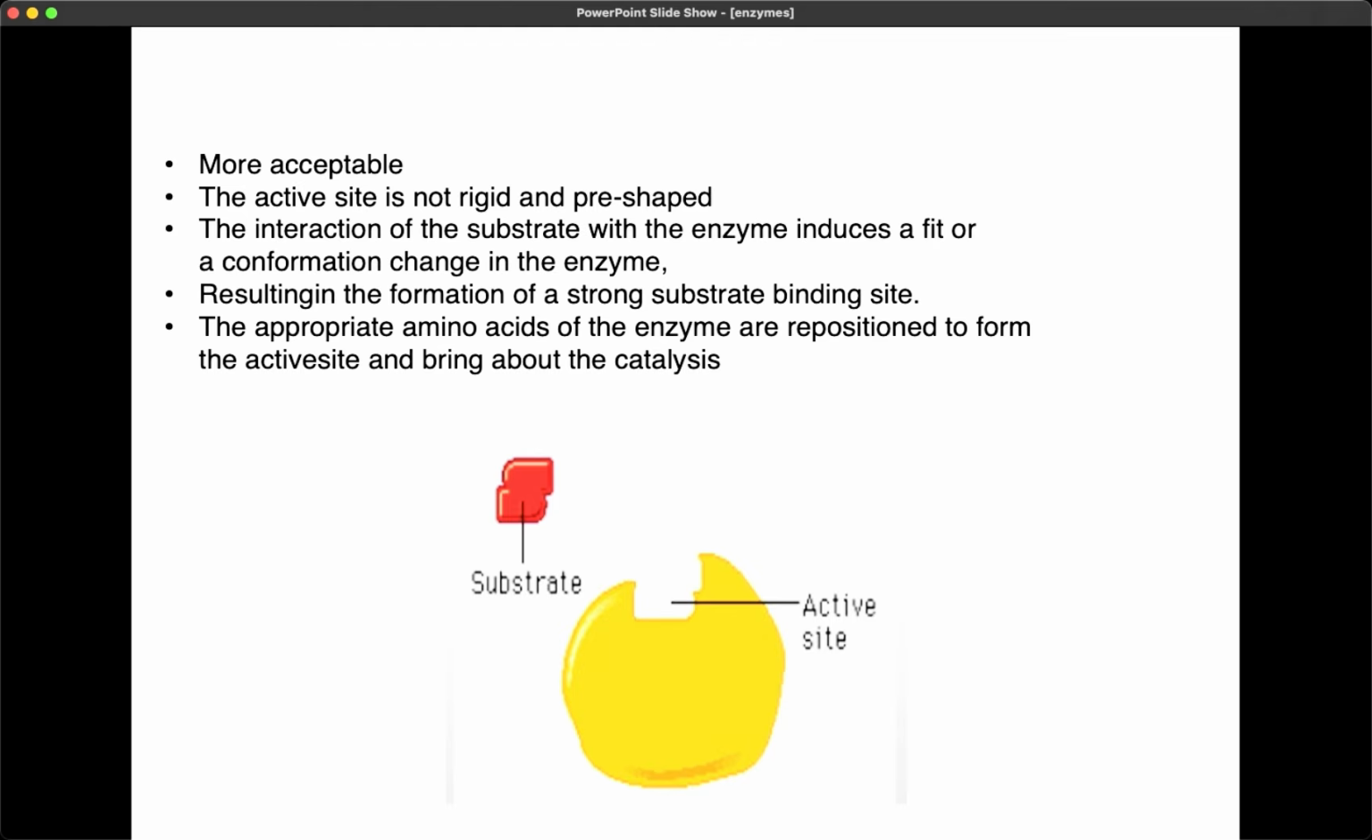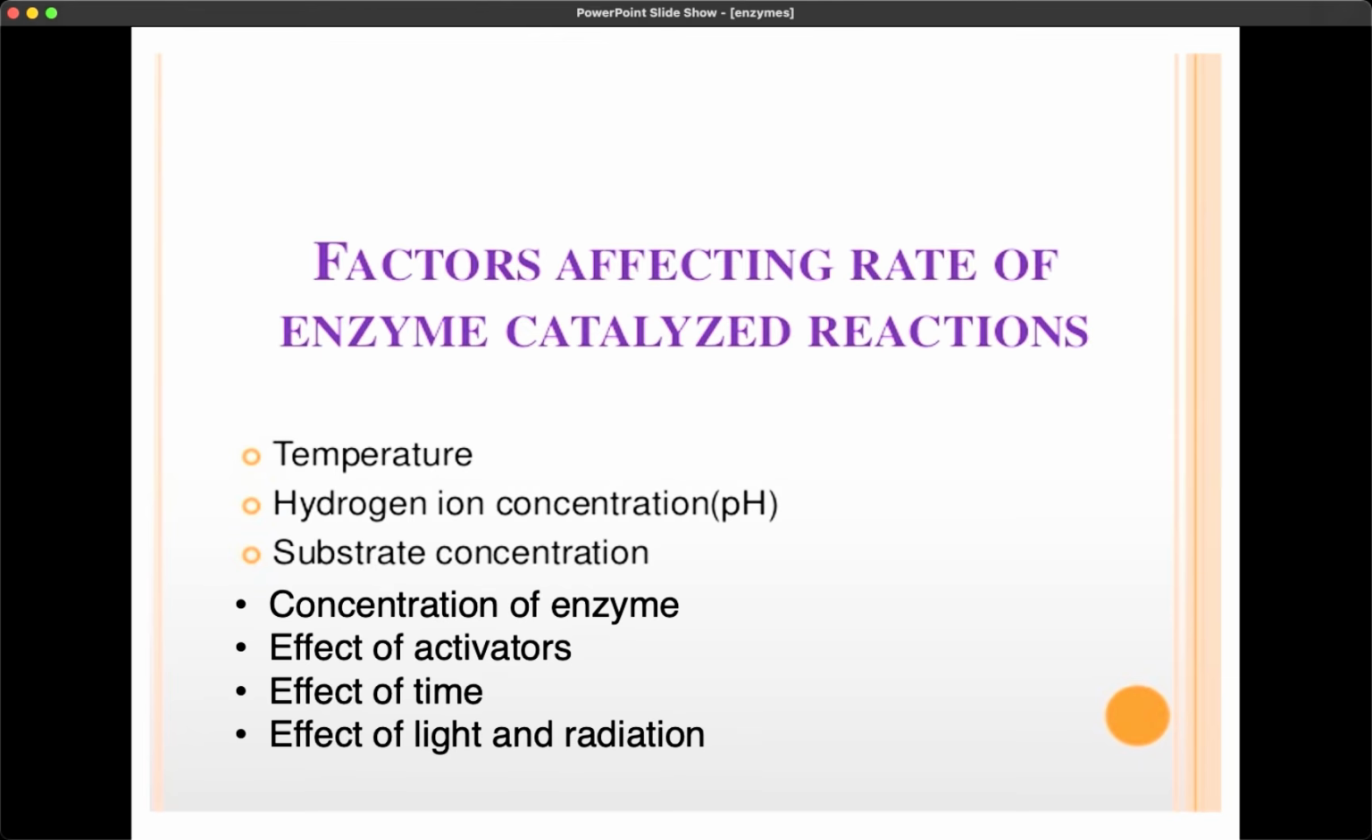The active site is not rigid and pre-shaped according to this model, and the interaction of the substrate with the enzyme induces a fit or a conformation change in the enzyme, and this results in the formation of a strong substrate binding site. The appropriate amino acids of the enzyme are repositioned within the enzyme to form the active site or change the shape. Changes are made in the proteins within it.